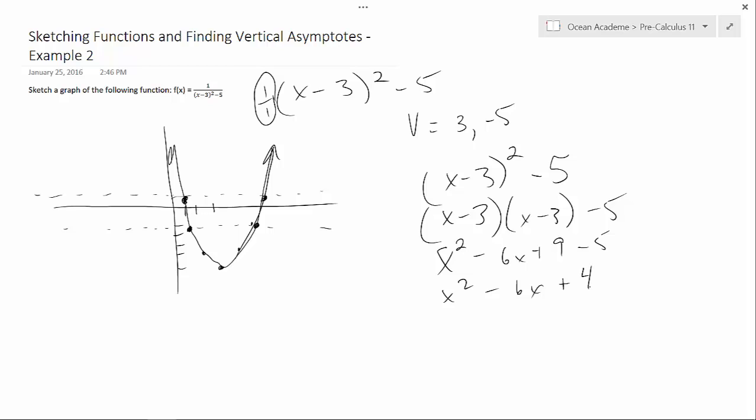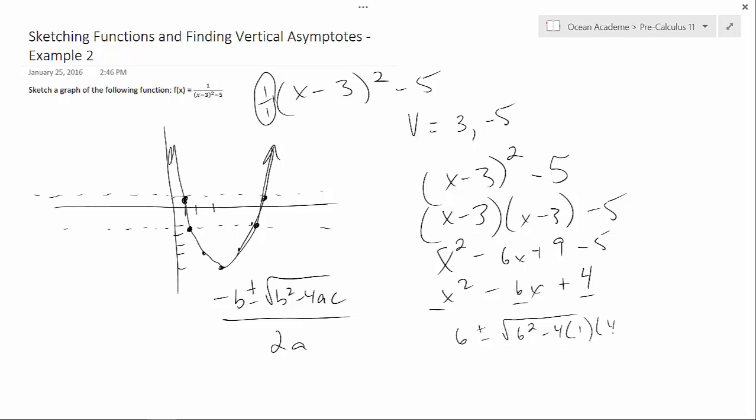Now I'm going to use my quadratic formula. That's x = (-b ± the square root of b^2 - 4ac) all over 2a, where this is a, this is b, and this is c. So this works out to 6 ± the square root of 6^2 - 4 times 1 times 4, all over 2 times 1. Plugging that into our calculator, we get two values: 0.77 and 5.24.